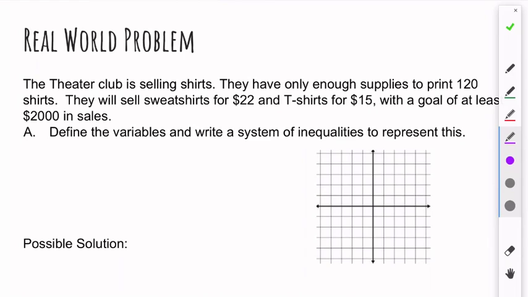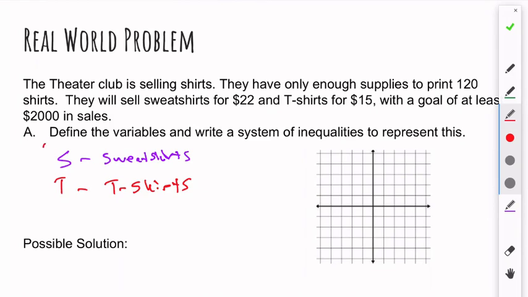So for me, I always look at key letters that are in here. So I'm looking at sweatshirts and I'm looking at t-shirts. So to me, I would use S for the number of sweatshirts, and I would use T to represent the number of t-shirts. So there, I've defined my variables. I've told everyone in the world that wants to know what S means and what T means.